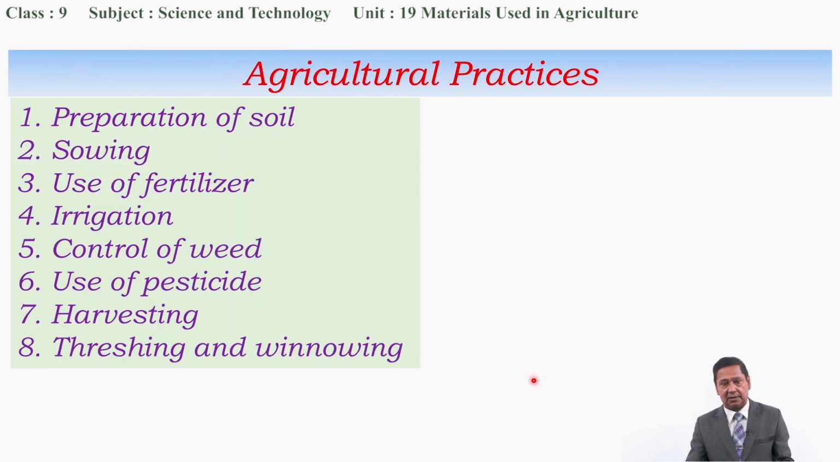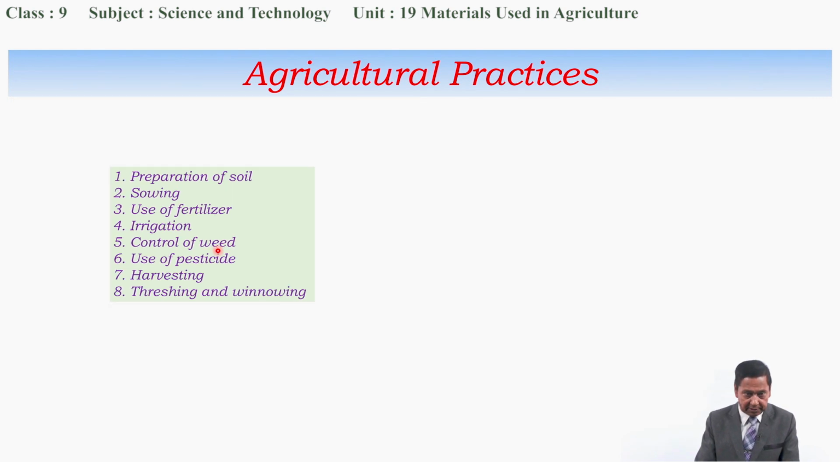These are the agricultural practices. I told you about the preparation of soil and sowing. Now it's the turn of fertilizer, but later I will talk in detail about fertilizer, organic fertilizer, chemical fertilizer, etc. Now it's the turn of irrigation. Let's talk about irrigation first.